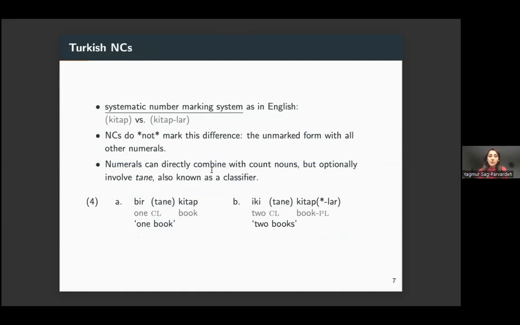And numerals also, as in English, can directly combine with nouns. Therefore, we can say iki kitap. But we also have this optional item, tane. We can also say iki tane kitap. And this is also known as a classifier in the literature.